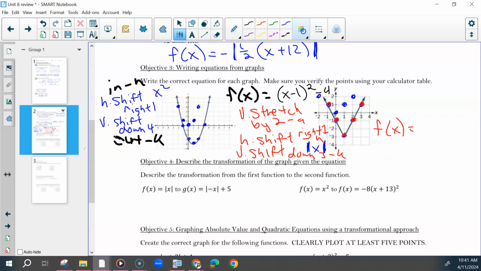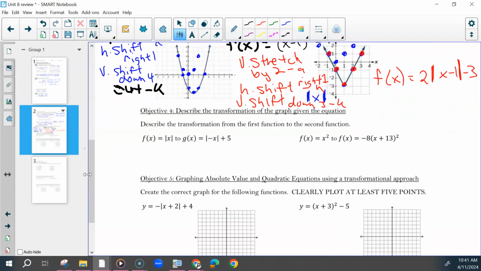So it'd be 2 times the absolute value of x minus 1. Outside of that, minus 3. You could graph that and double check to see does that match. Actually, we could do objective 4 really quickly because we have like a minute before. This is just what are your transformations?